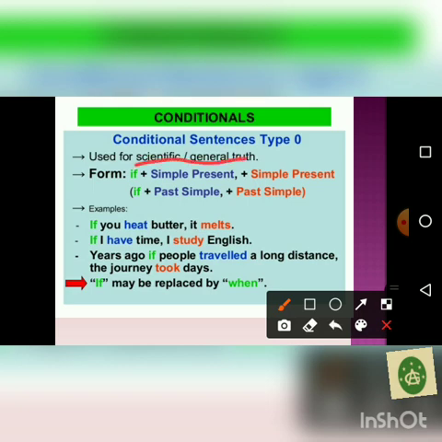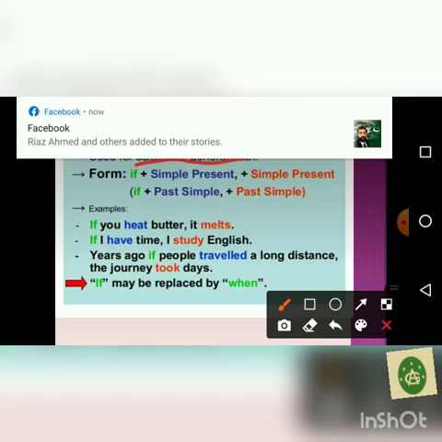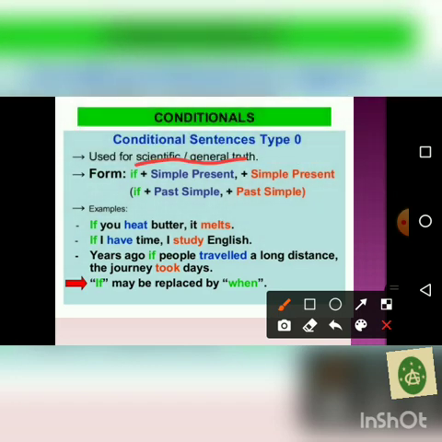Actually, it is used for scientific or general truth. This means something that is true. Okay? Fact. Now the form is if simple present plus simple present, which means in the first part, the conditional part, if and simple present tense is there, and in the result part again the simple present is there. Or another option is if with simple past, then in the result part also simple past is there.